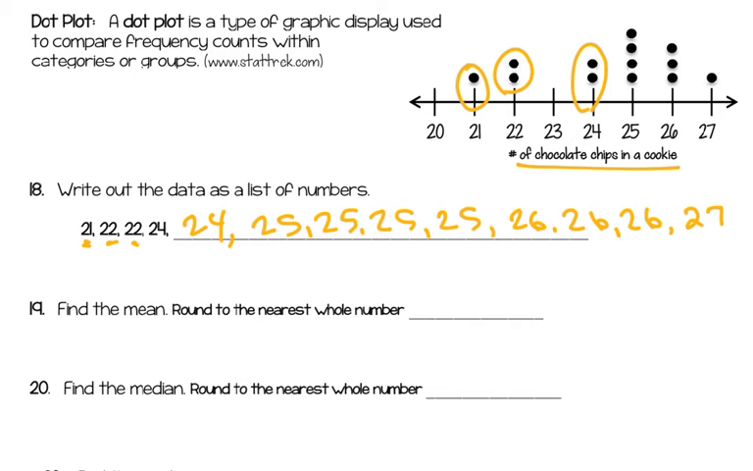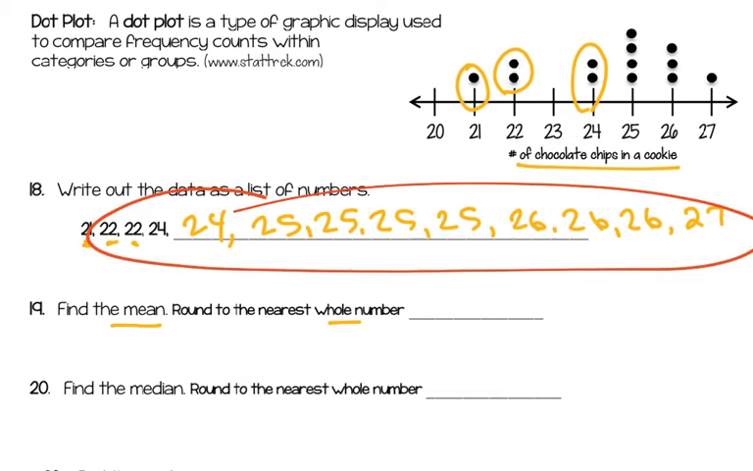Okay, now find the mean. What's the average number of chocolate chips in a chocolate chip cookie? It says round to the nearest whole number, so go ahead and find the mean. Remember, you're rounding to the nearest whole number. And then the next one is the median. Once you've got this list of numbers, you can easily find the median as well.